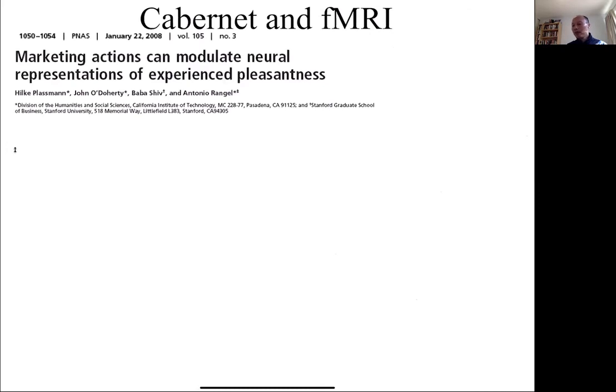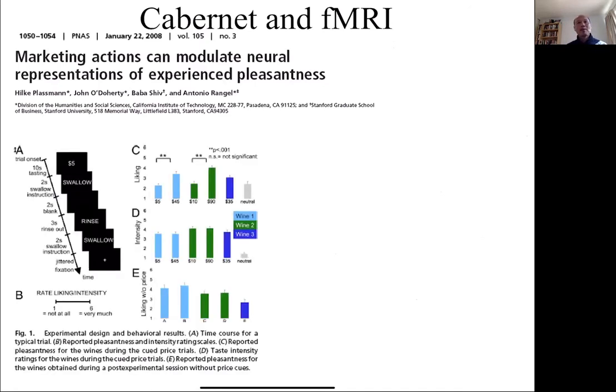One of my favorite fMRI experiments is this one, done at Caltech. In some cases you're looking at wine, and you're given the same wine, but in certain cases you're told that the wine costs $90, and in other cases you're told it costs $10, and you're asked to rate how much you like it. Even though it's the same wine, if you're told it costs $90, you like it way more than if it's $10. Similarly, if you're told it's $45, you like it way more than if you're told it only costs $5. So for whatever reason, the price you're told is signaling to your brain and affecting your pleasure or liking of it.